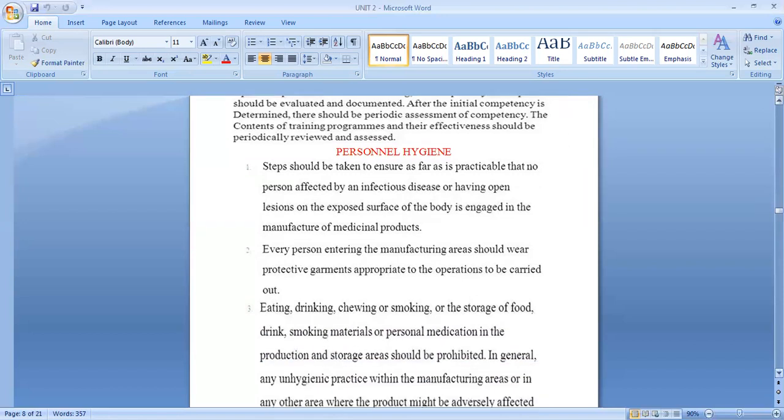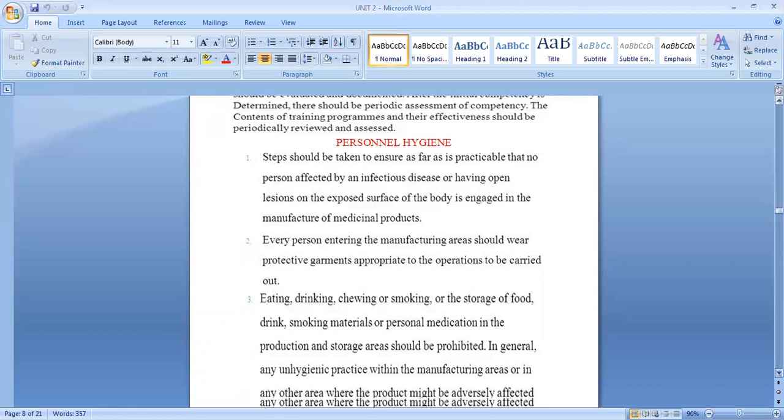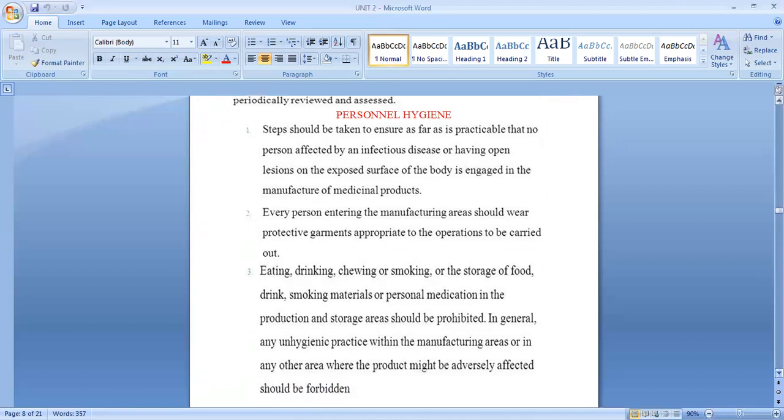Steps should be taken to ensure, as far as practicable, that no person affected by an infectious disease or having open lesions on the exposed surface of the body is engaged in the manufacture of medicinal products. Every person entering the manufacturing area should wear protective garments appropriate to the operations to be carried out. Eating, drinking, chewing, or smoking, or the storage of food, drink, smoking materials, or personal medication in the production and storage area should be prohibited.